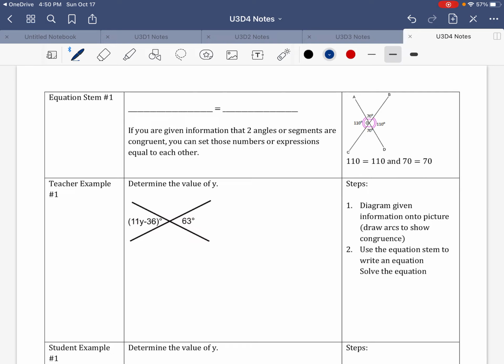So let's try teacher example number 1. It says to determine the value of y. Here, we are given two lines that intersect, and they intersect at this point right here, which means we are creating two pairs of vertical angles. Here we have our obtuse angles, and then we also have our acute angles. And we are given information specifically about these acute angles. We are given vertical angles 11y minus 36 on one side and 63 on the other side. Because they are vertical angles, then we can use equation stem number 1.